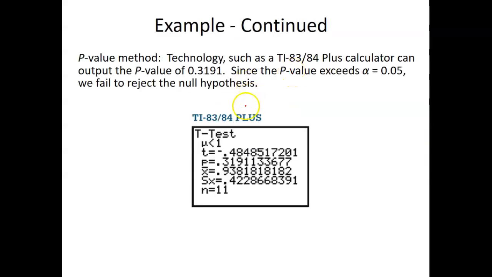Okay, so the p-value method, with this one, if we wanted to do this one just strictly on the calculator, then we would do a t-test and we would get 0.3191 as our p-value. So if you're not asked to show the work for the p-value method, it is okay to get that from your calculator, but you do need to make sure you're choosing the correct type of test.